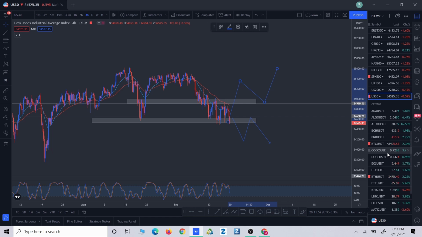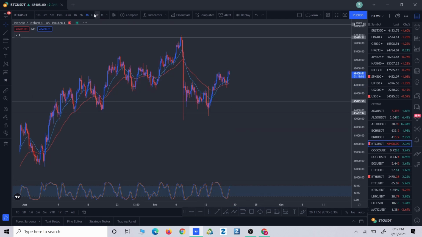Next, we are going to talk about the cryptos, and in cryptos, first of all, we are going to start with the Bitcoin daily chart.